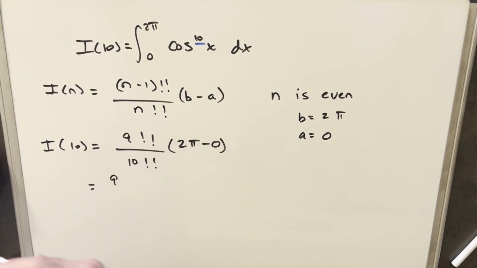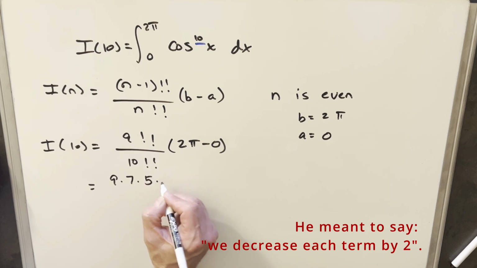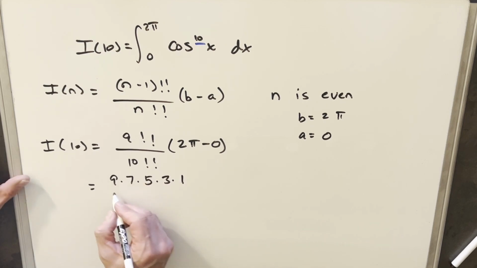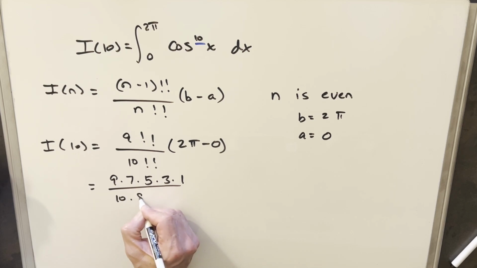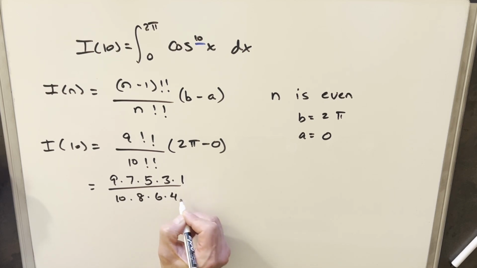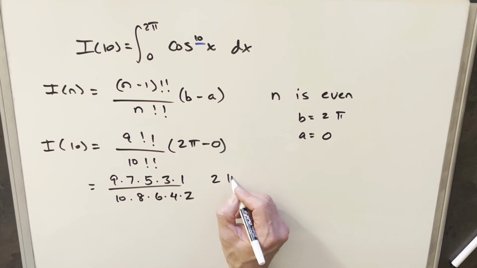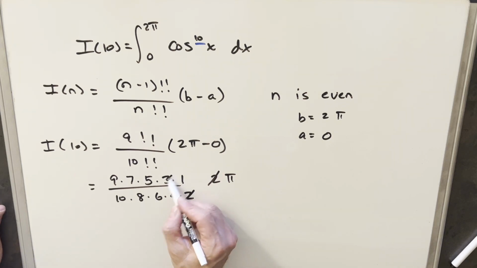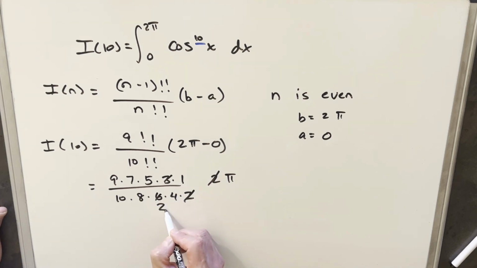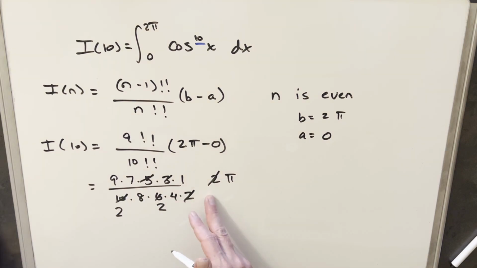The double factorial is very much like the regular factorial, except we're decreasing each term by 2. So we go 9 times 7 times 5 times 3 times 1, even though we don't really need the 1. And then for 10 double factorial, we can write this as 10 times 8 times 6 times 4 times 2. Then 2 pi minus 0 is just going to be 2 pi. But I can cancel 2's right here. See, I can cancel a 3 with a 6 and get another 2 there. I can cancel 5 with 10 and get a 2. And I think that's all the cancellations.